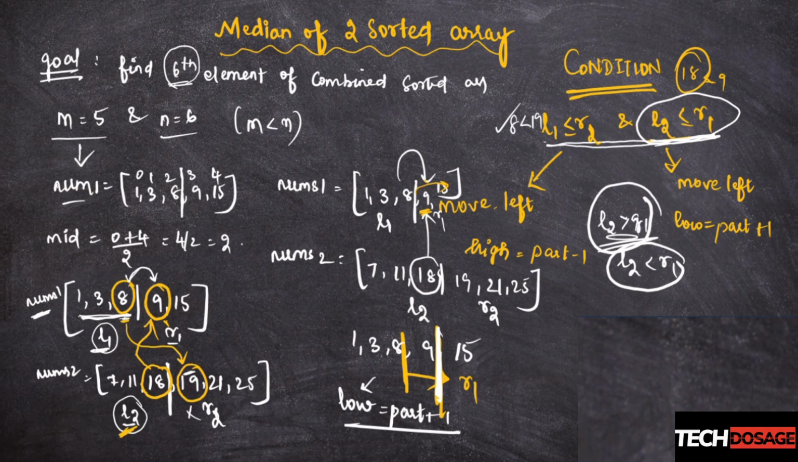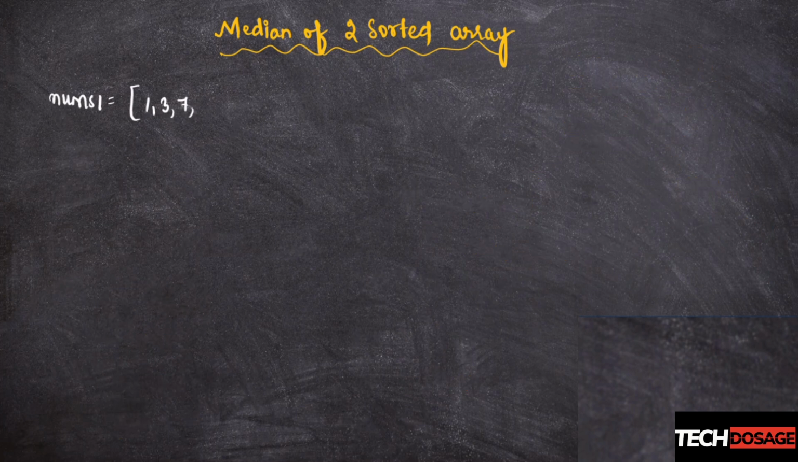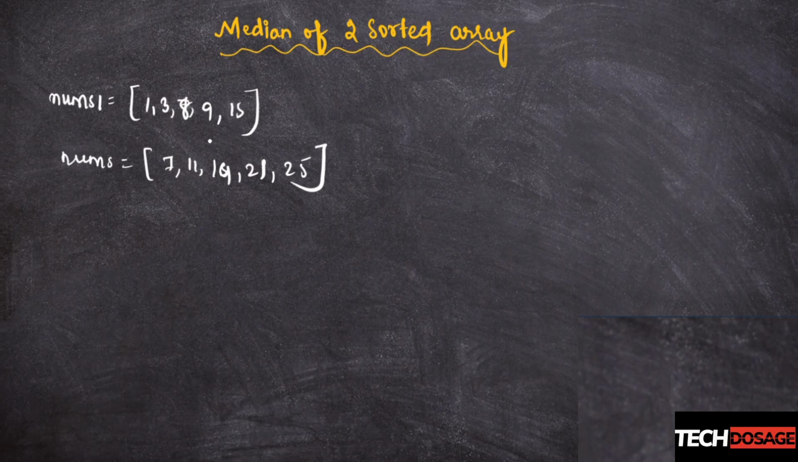Sorry, what is the array? 8, 9, 15. The second one was 7, 11, 19, 21, 25 and 18 was here. Yeah. So my previous R1 was smaller than L2. So I am going to increment my R1. How will I increment my R1?